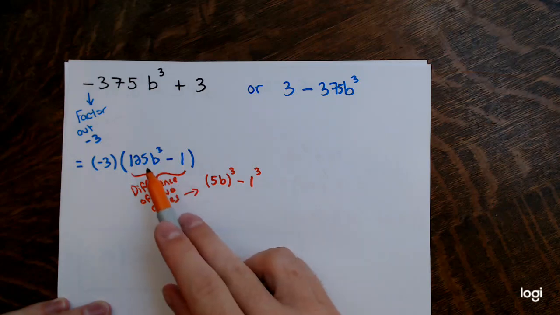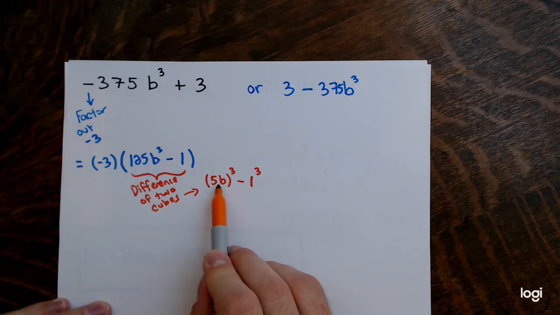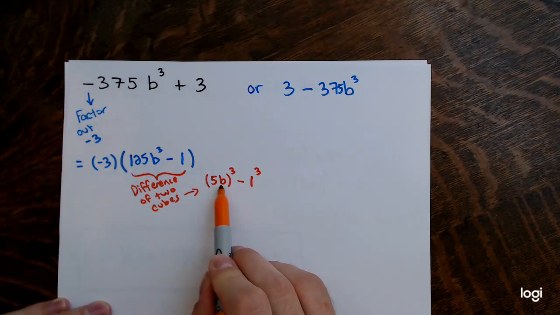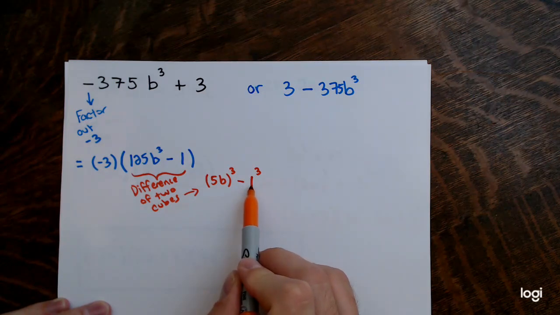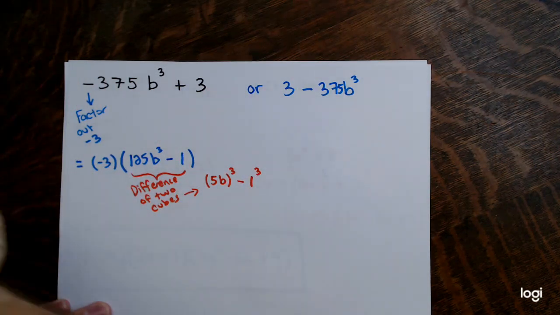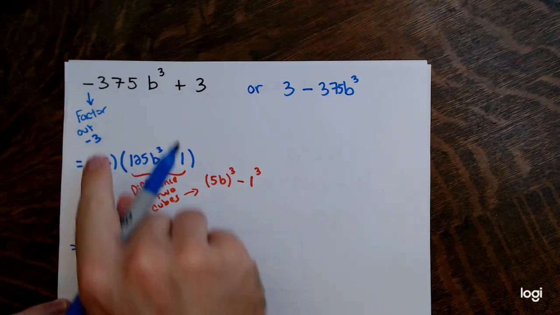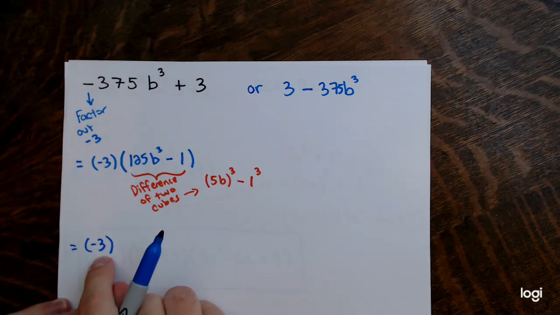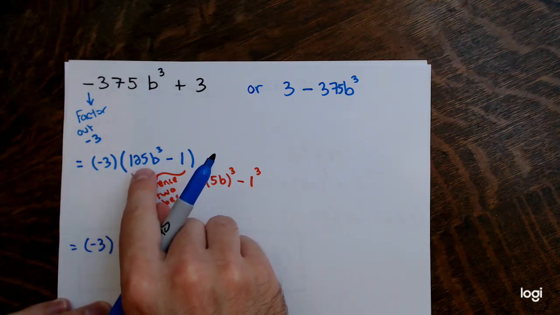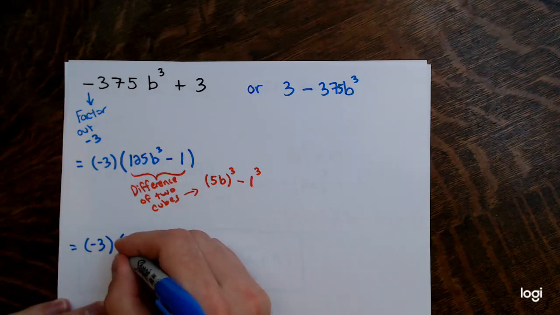So you're seeing that this here is actually a difference of two cubes, where 5b is like the capital A I was using in my formulas for the factoring of a difference of two cubes, and the 1 I could replace the capital B with. And so this would factor, and I'll just write it at the end here. We got negative 3 pulled out earlier. Okay, I pulled out negative 3, the opposite of the GCF. And then this 125b cubed minus 1 would factor to 5b minus 1.